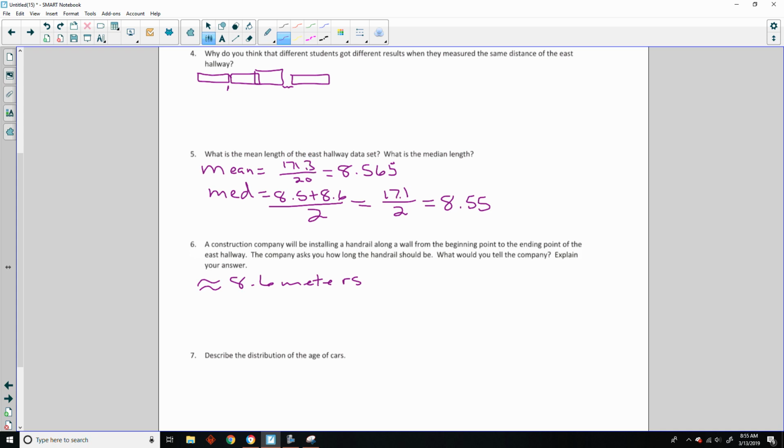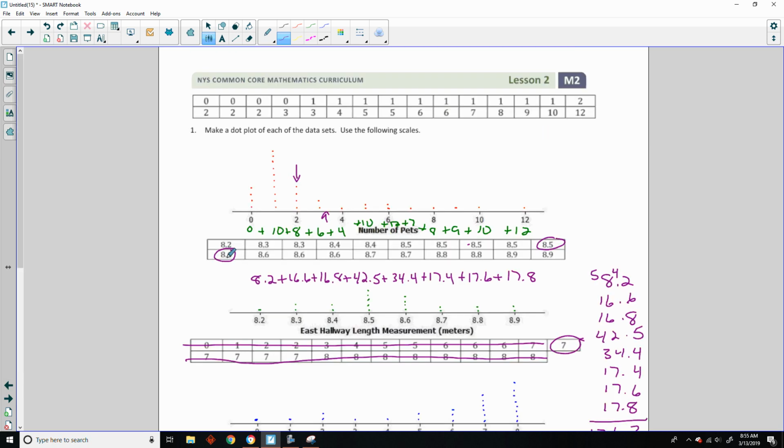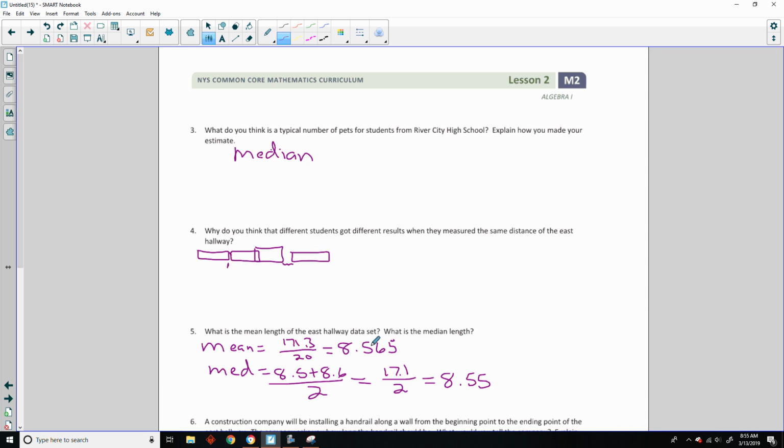Since the distribution is nearly symmetric, the mean should be used as a measure of central tendency. Okay, so what that means is looking at this data, see how this data is nice and centered? It looks like a nice bell-shaped curve, and our data is centered, so we would use the mean. Whenever it's skewed, you want to use the median. So we use the mean, and the mean was 8.565, which is pretty close to 8.6 meters.